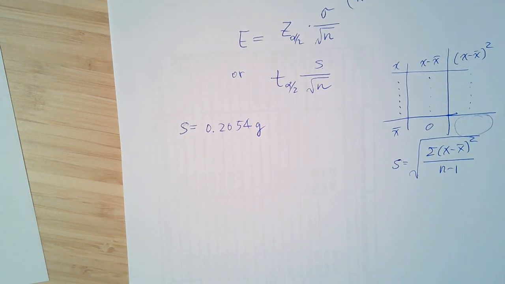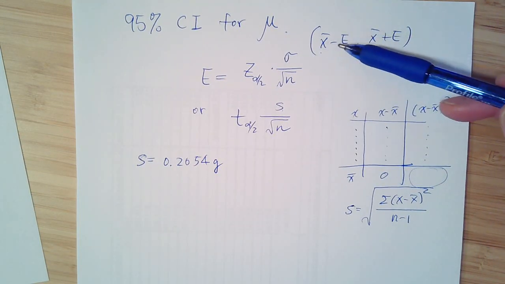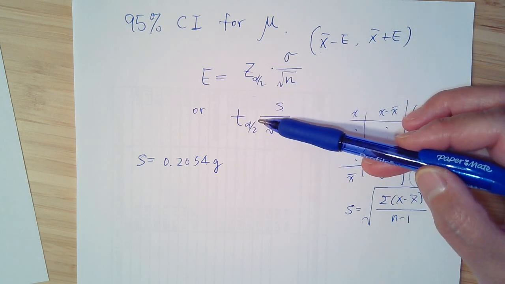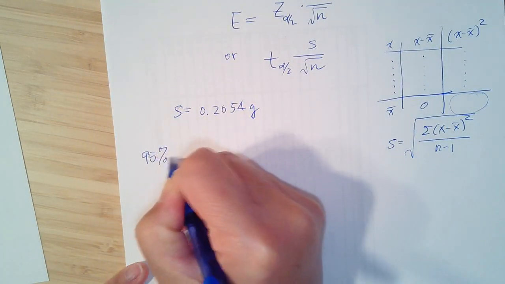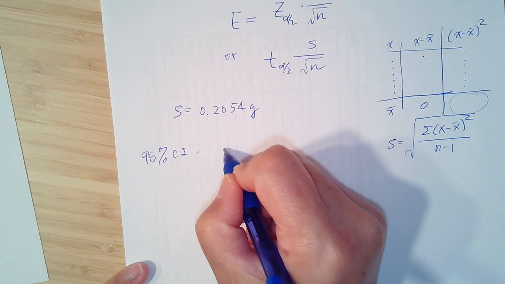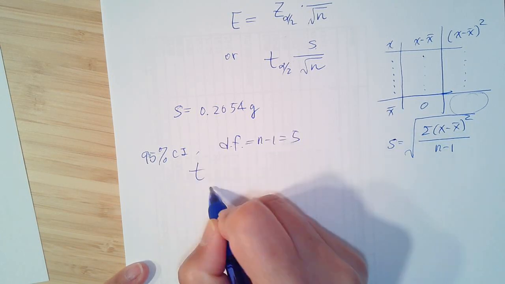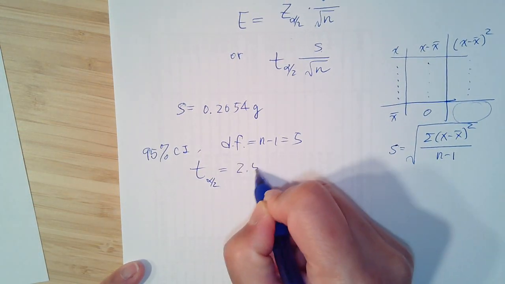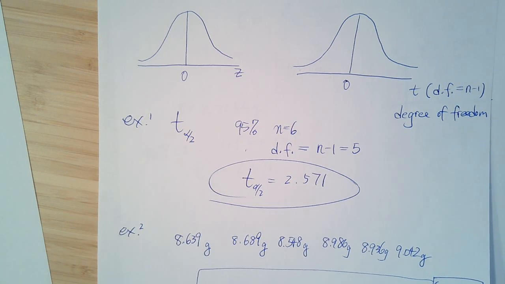All right, now we know the sample size, 6. We know S, so that's E, and we know x bar. So we just plus and minus this. And what is this? That's your critical value. Do you remember we did that? For a 95% confidence interval, the degrees of freedom is n minus 1, which is 5. Do you remember what is that t alpha over 2? 2.571. If you forgot, you can just go back to our first example: 2.571.